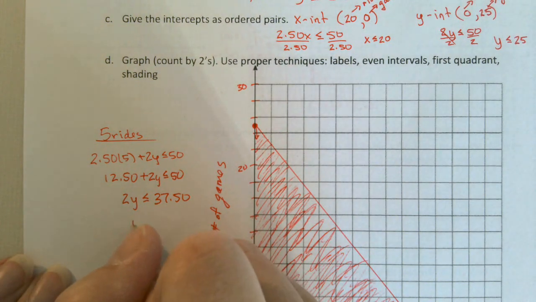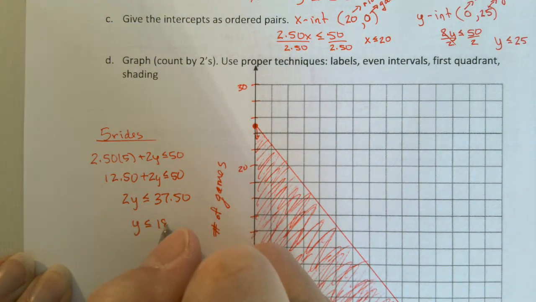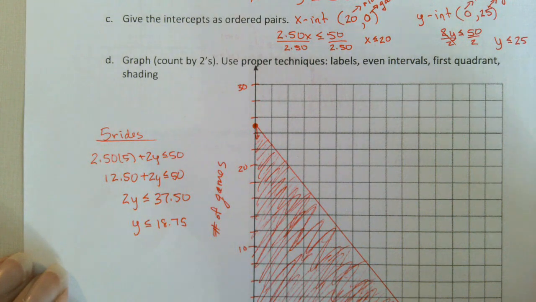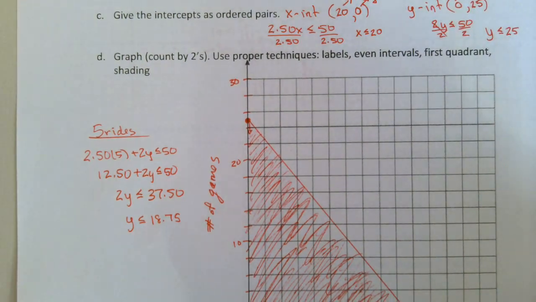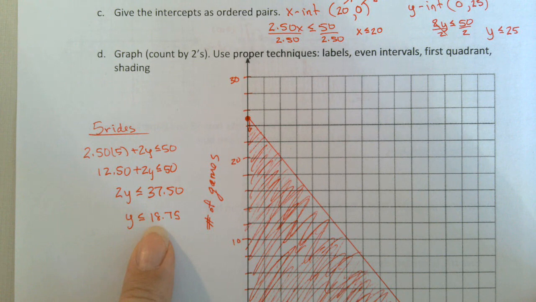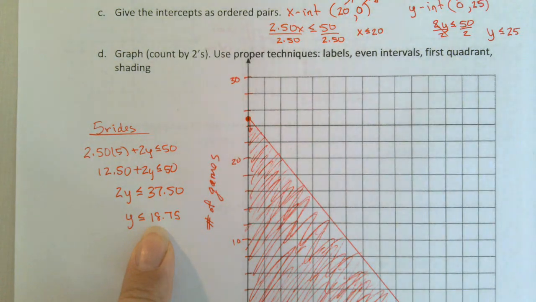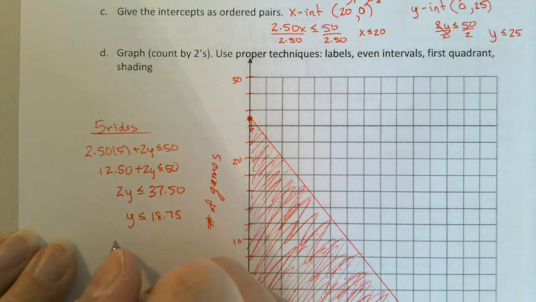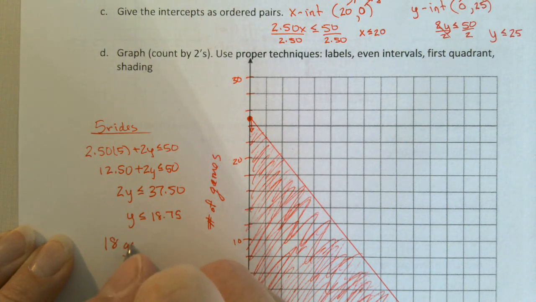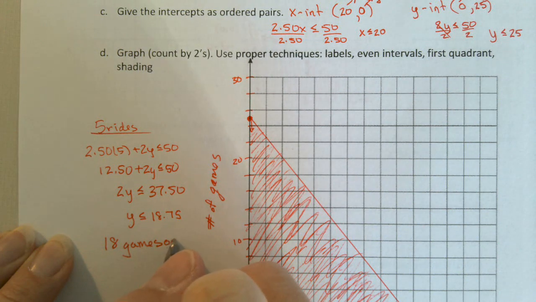Now I get this odd number. I get y is less than or equal to 18.75. So I want you to think about the greater meaning of this. That 18.75, normally we would round up to 19, wouldn't we? But notice it says y has to be less than or equal to that. I can't play 18.75 games. So what's the maximum number of games I can play? 18. So I could play 18 games or less.